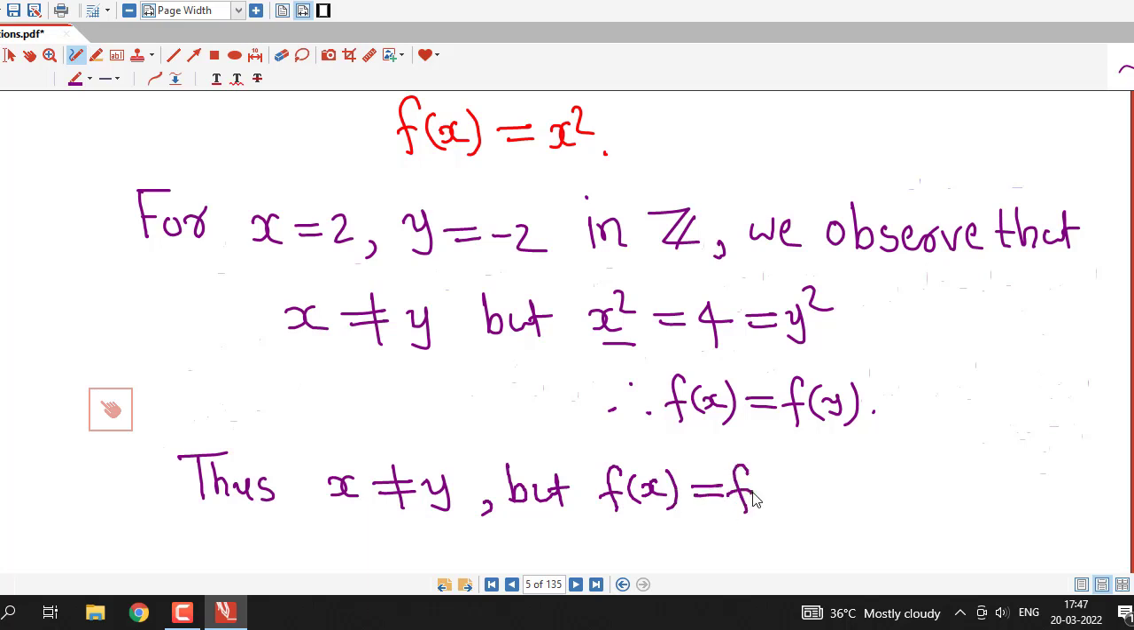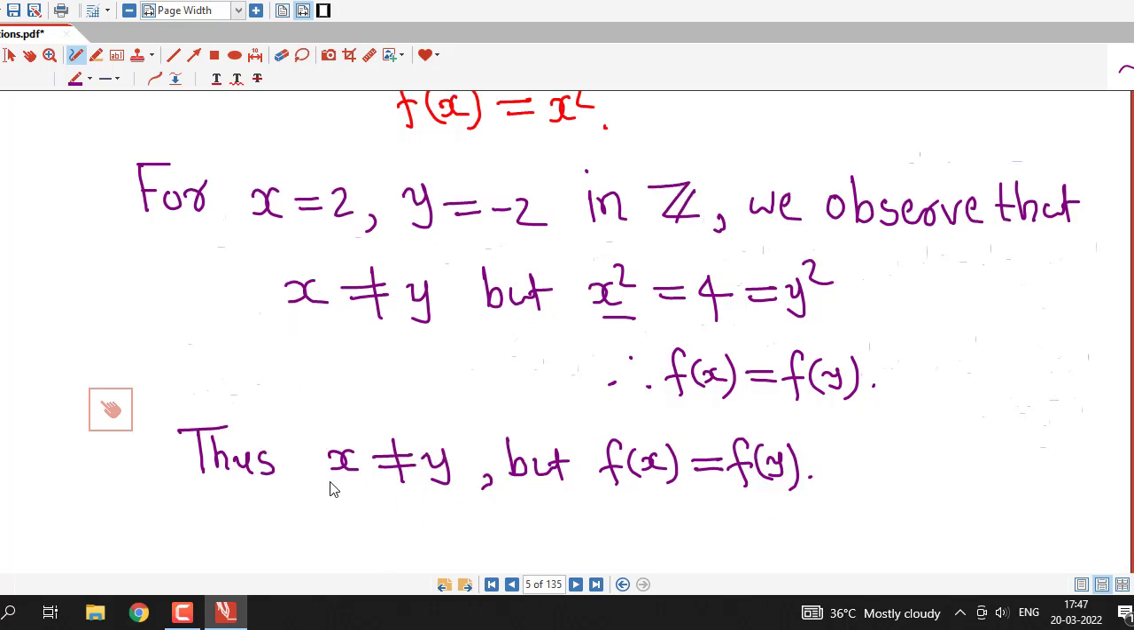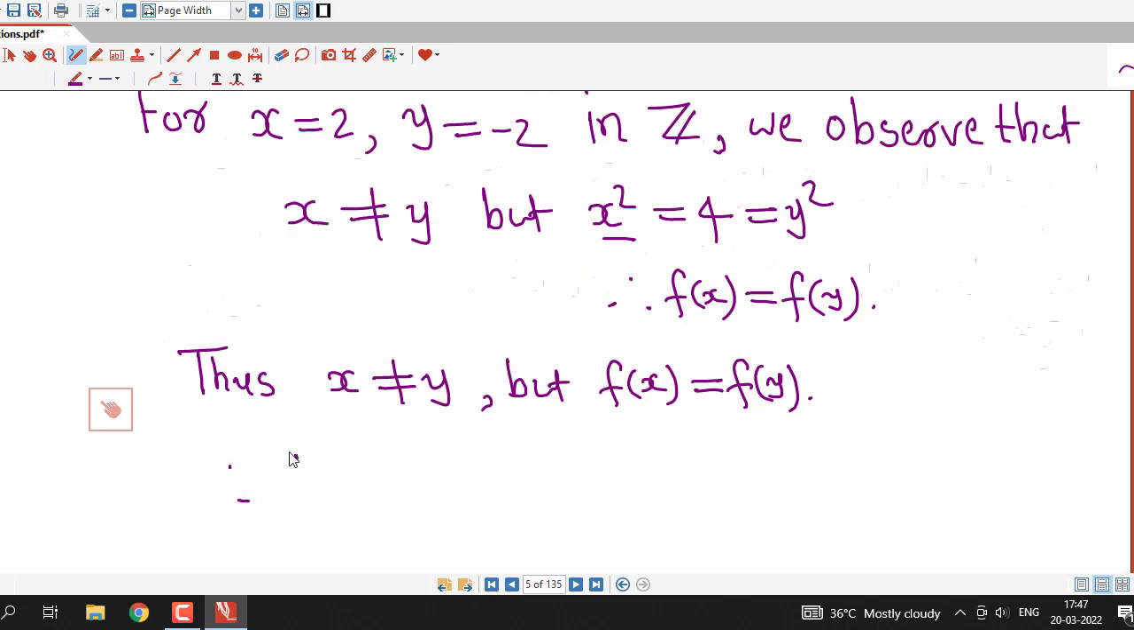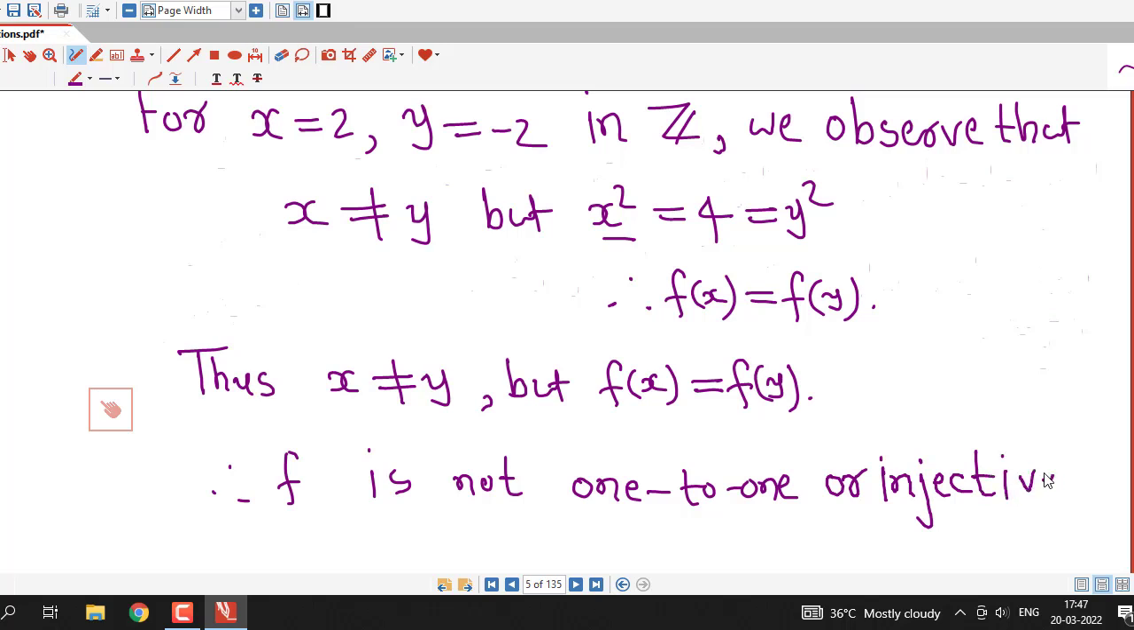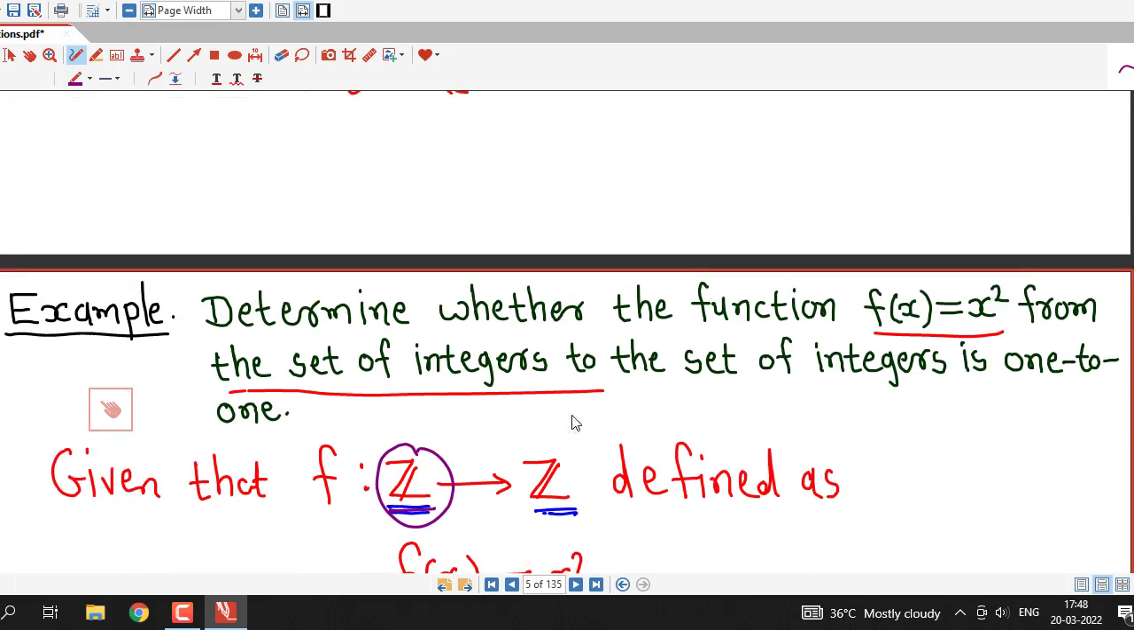f(x) and f(y) are equal, and if our function is one-to-one, distinct elements must have distinct images, and here we have obtained two distinct elements whose images are equal. Therefore f is not one-to-one, or f is not injective or one-one. These are different words, you should remember. Injective is another word for one-to-one function, or we can simply write f is not one-one. So in this way we can decide whether given function is one-to-one or not.